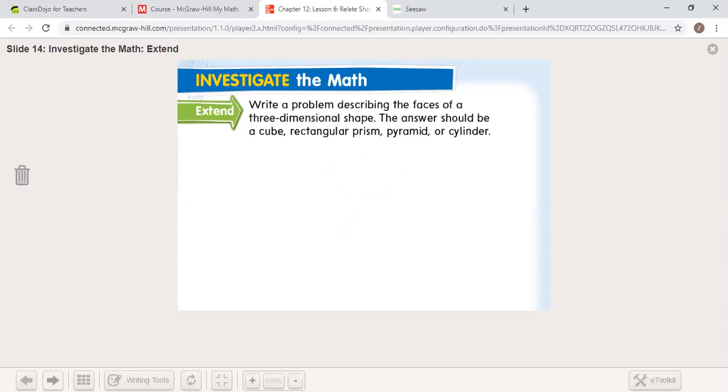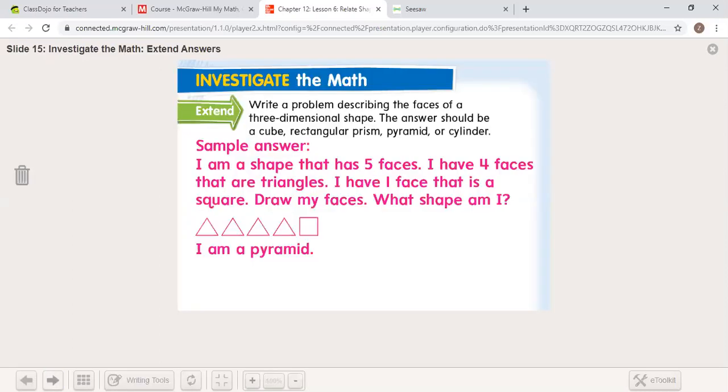All right, we don't have to do this one. They're just going to show you an example of if they were to have a problem describing the faces of a three-dimensional shape. So for example, it's a shape with 5 sides, 4 faces are triangles, 1 face is a square. So you would draw the faces and then answer what shape it is. So here I would have 4 triangles and a square. When those are put together to make a 3D shape, it is a pyramid.